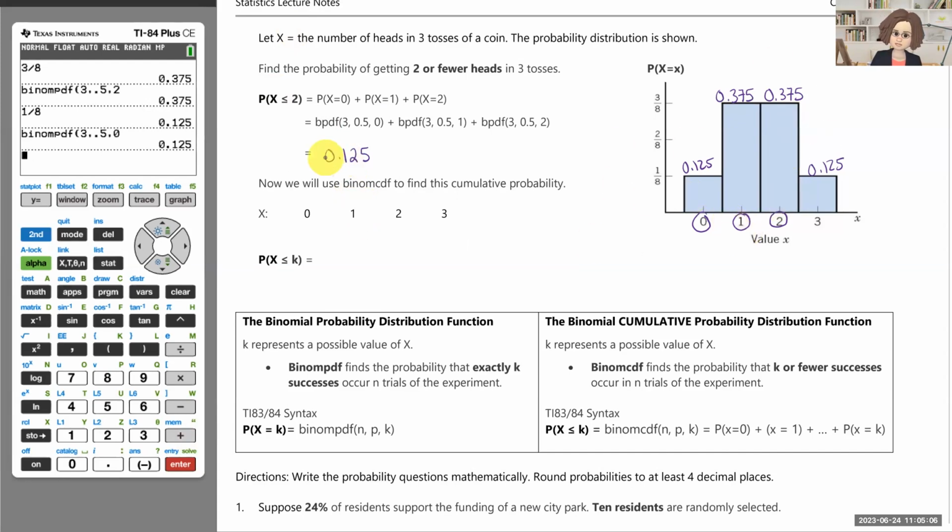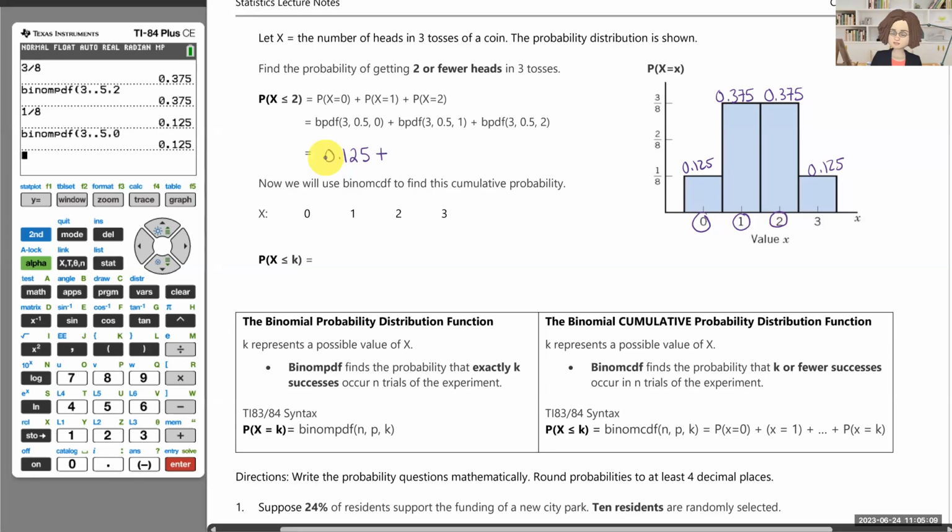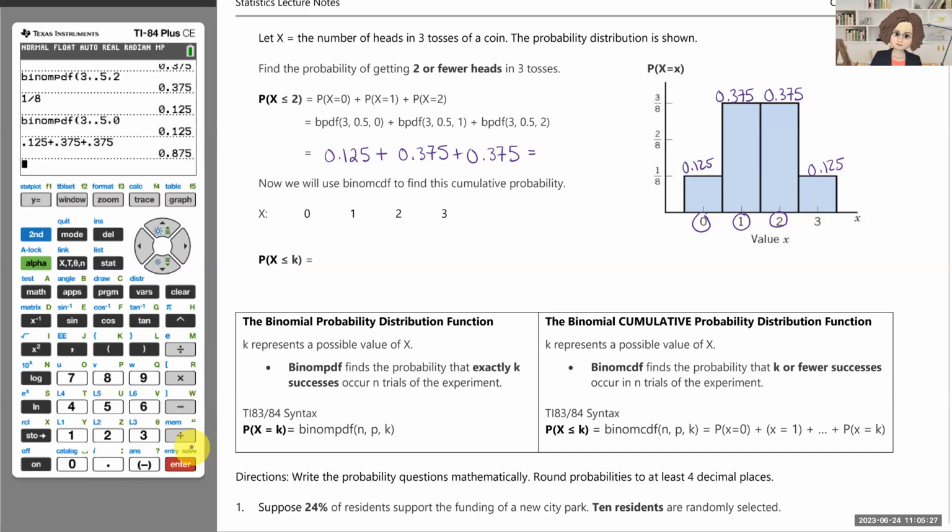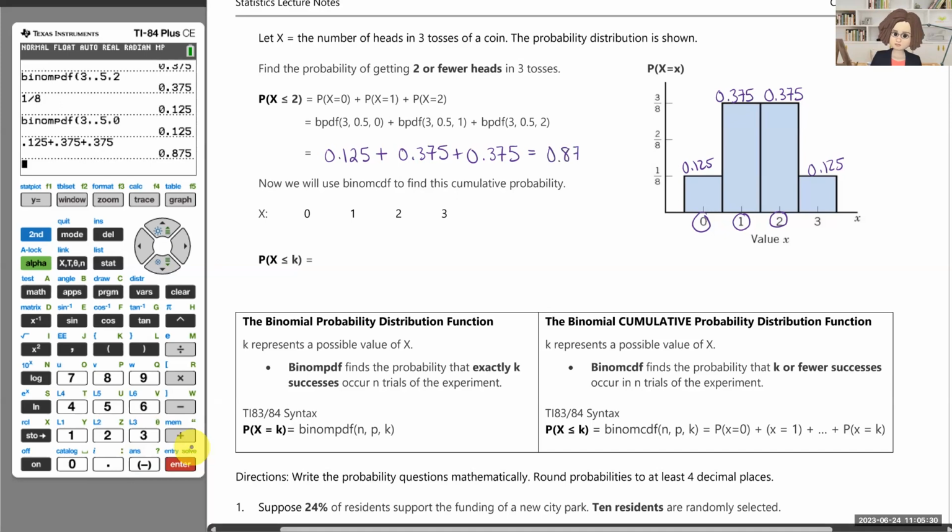All right, and then we would also take the probability X is 1, so that's going to be 0.375, and then plus 0.375 for the last part, and then we'll just add those together. So 0.125 plus 0.375 plus 0.375, so 0.875 is the probability of getting 2 or fewer heads. All right, so let's learn how to do that a little bit more quickly here.